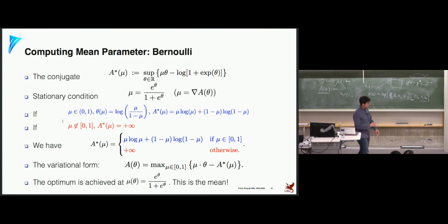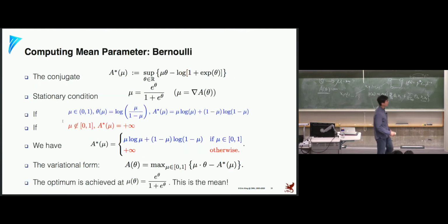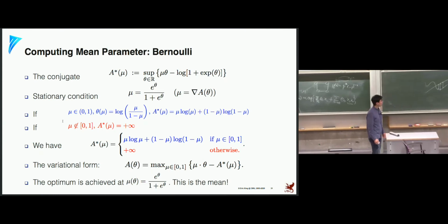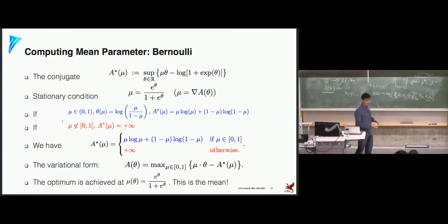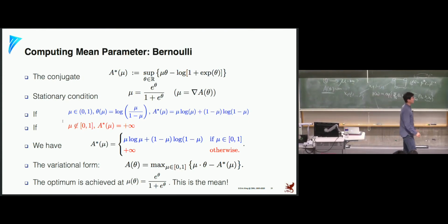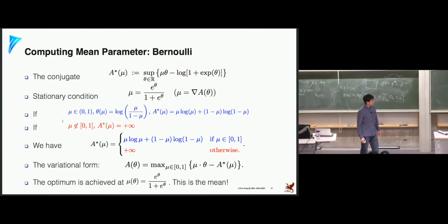So let's see how it works, because we don't know what A star is, right? We don't know what the conjugate of A is. We already don't know A, and how do we know about A star? So that's the problem. So let's work through some examples. It's going to be Bernoulli again. For Bernoulli, we're kind of cheating because we already know what its A theta is. But just for the sake of exercise, let's plug in the form of A, and that's going to be the representation for the A star function.